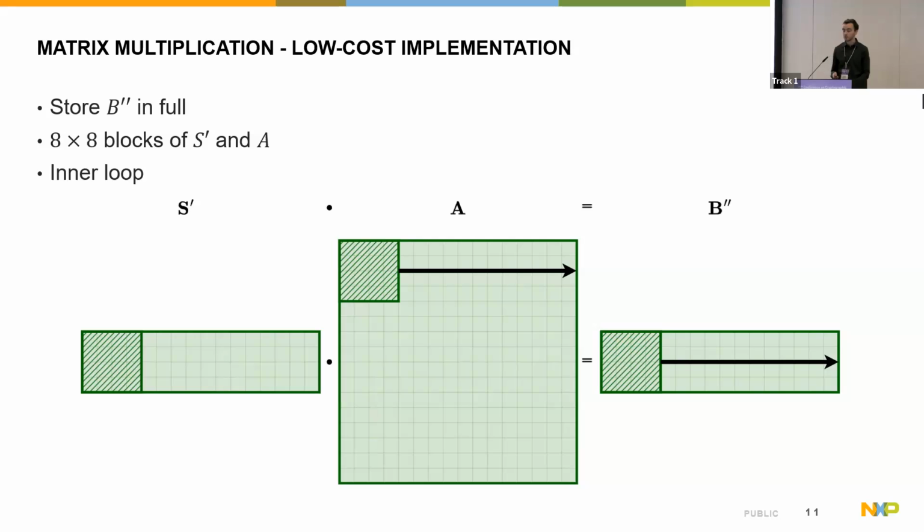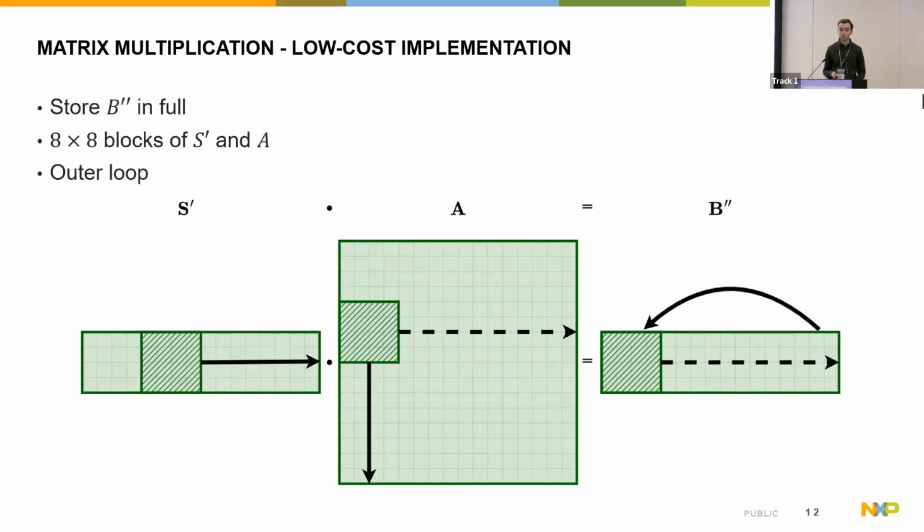And the easiest way to explain our multiplication strategy is by considering two nested loops. So you have an outer loop and an inner loop. Now, in the outer loop, you fix one block of S prime, and then in the inner loop, you go to a set of 8 rows of A as blocks. Now, every time you compute one of these new blocks of A, you compute all 64 inner products between the two blocks of S and A. And these inner products are just of size 8. And then you accumulate this result to the corresponding place in B double prime.